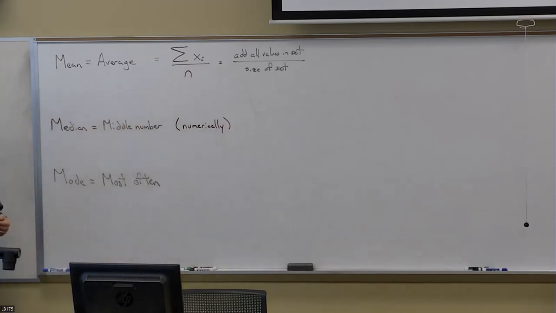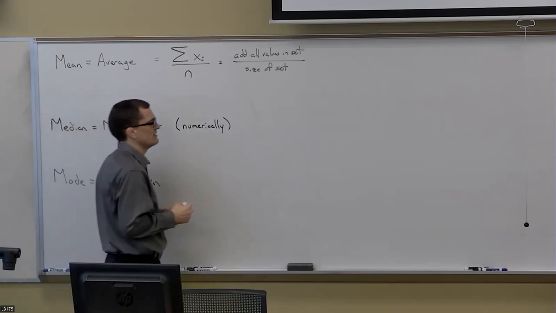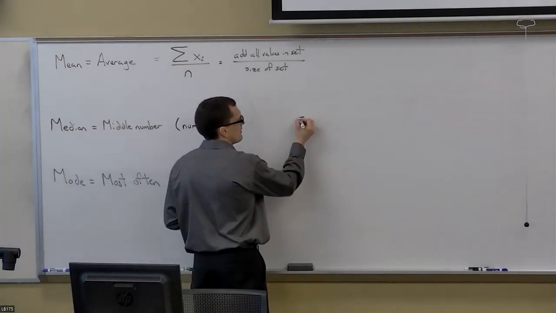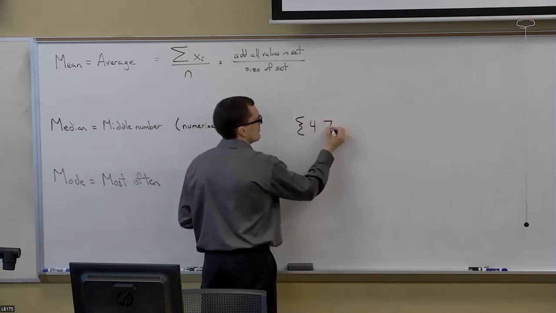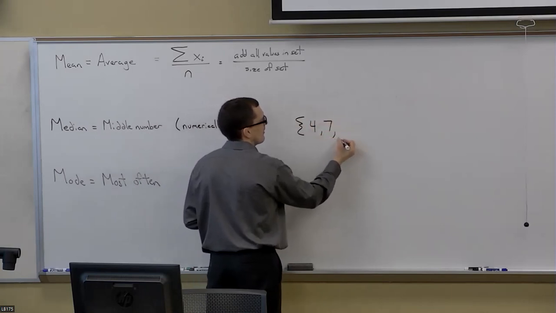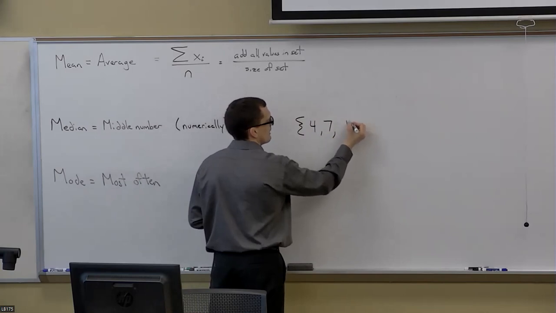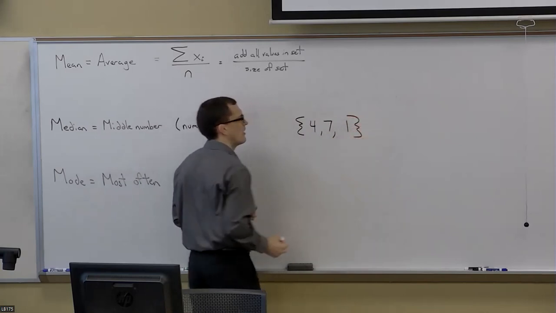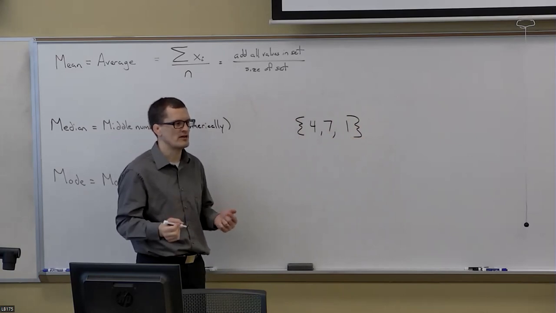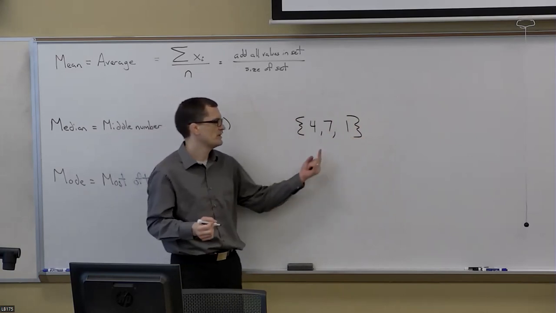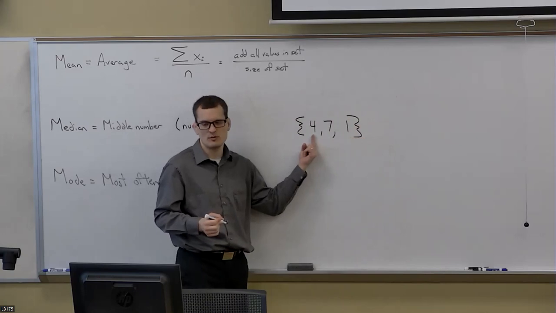So it's the one that, when you order numerically, it's the middle one. And just as an example, if I have 3 numbers, 4, 7, and 1, which one is the middle number numerically? Well, the middle number numerically is the 4.